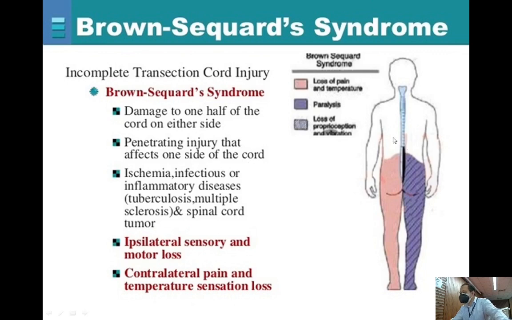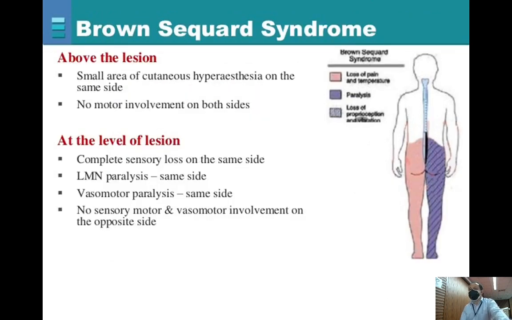Okay, but if it's there, it's going to be again a lower motor neuron type of lesion. This is what we call Brown-Séquard Syndrome: damage up to one half of the cord on either side. It can have many causes, such as ischemia or penetrating injury.